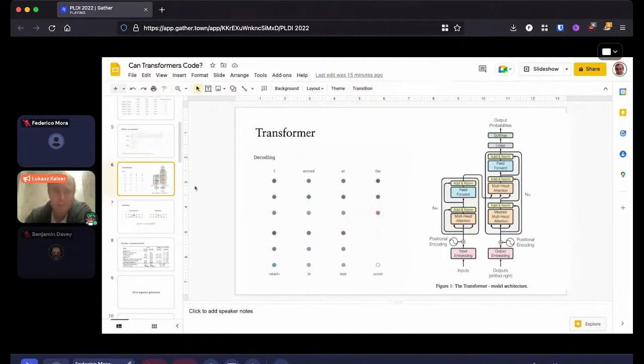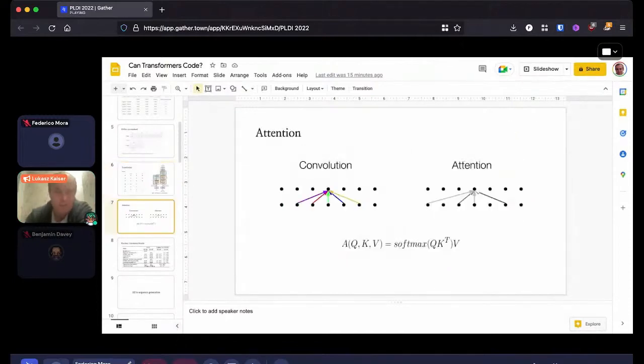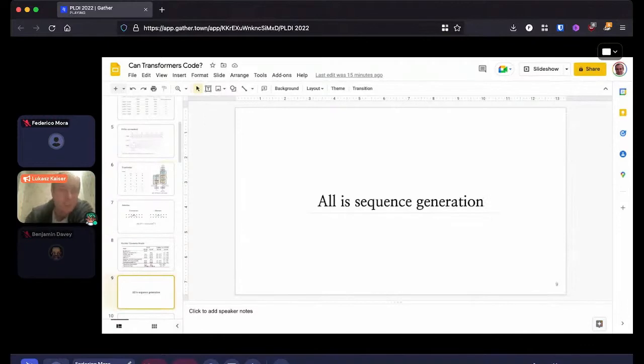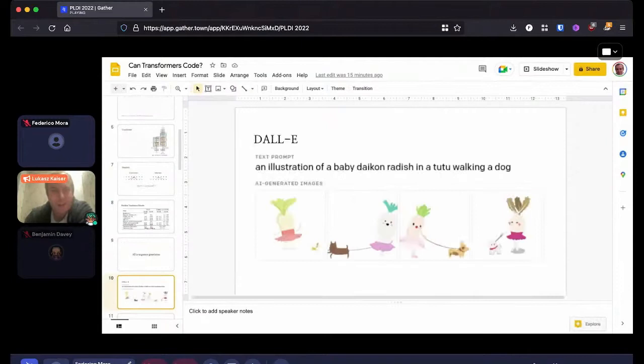The decoder is a very simple model to implement, a simple model to run. You just scale it up, and will it solve all tasks in the world? Well, it's doing not too badly. In the sense that if you give it enough data, for example, all images on the internet with some text that describes them, it can generalize to things like, you'll say an illustration of a baby daikon radish walking a dog, and it will generate you an image like the ones below, and it will generate it almost pixel by pixel.